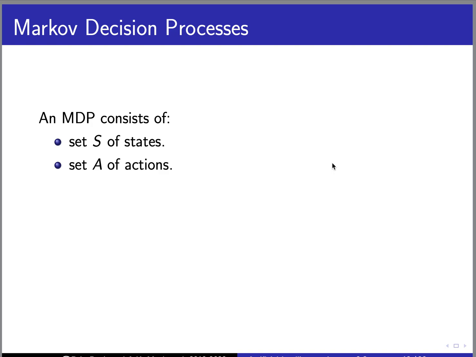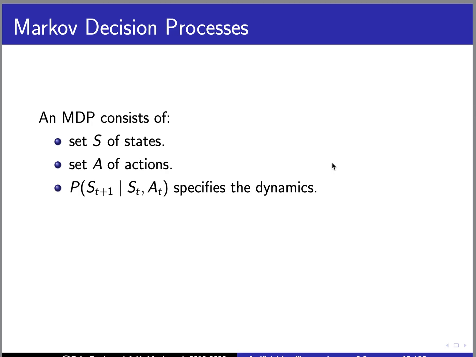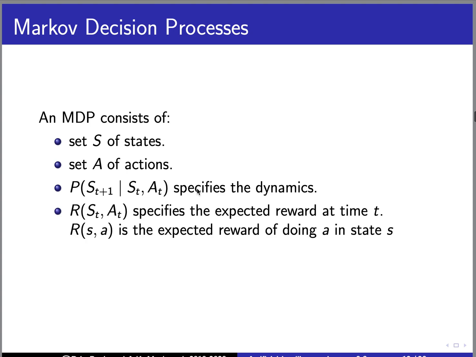Okay, so a Markov decision process, or just an MDP, consists of a set of states and a set of actions, just like we did before with the Markov chain. We're going to have this probability distribution, the probability of S of t plus 1 given S of t and A of t, that specifies the dynamics.